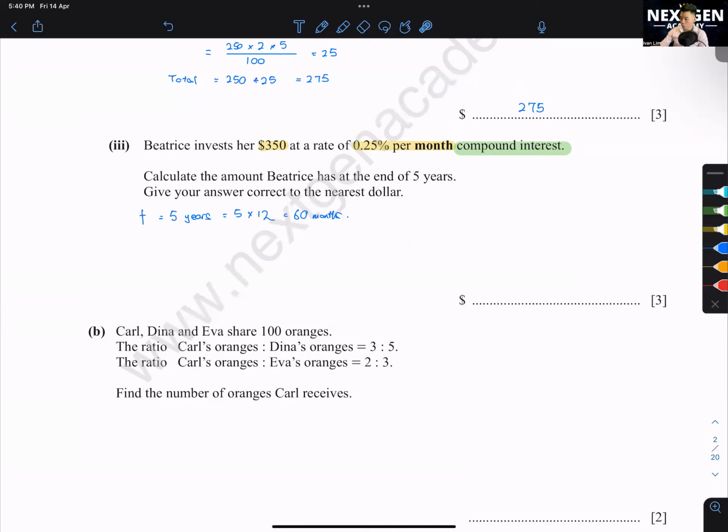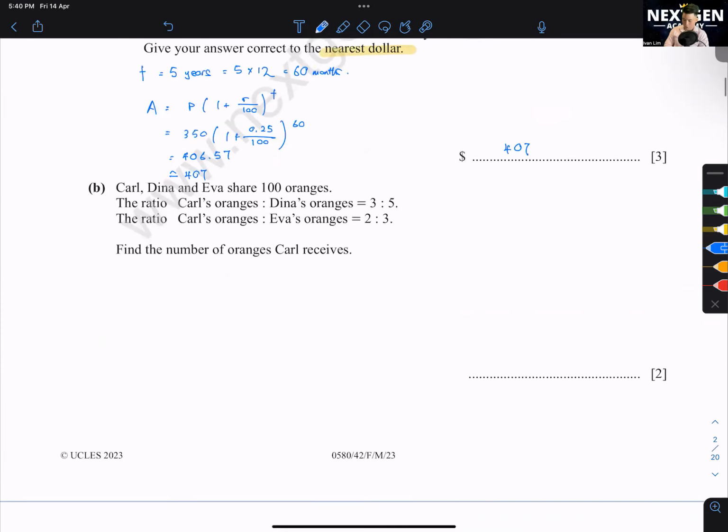After we find this 60, only then do you put it in the formula. A equals P bracket 1 plus R over 100 to the power of T. So this will be 350 times 1 plus 0.25 over 100 to the power of 60. You get 406.57. They want you to correct to the nearest dollar, so it will be $407.